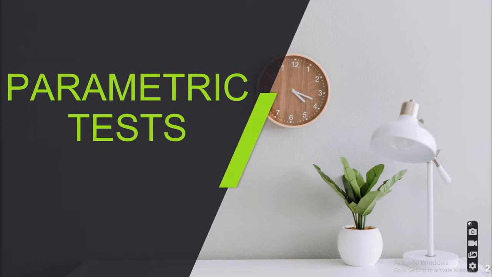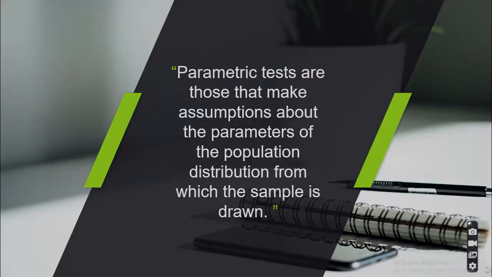Now, we will discuss what this parametric means to us. Parametric tests are those that make assumptions about the parameters of the population distribution from which the samples are actually drawn. This again gives us clarity on how inferences are made on the population from sample statistics.